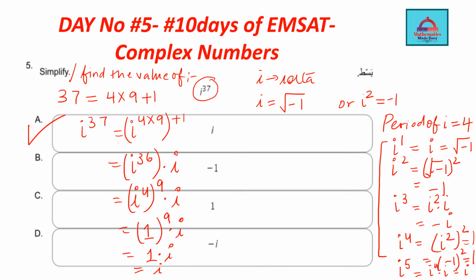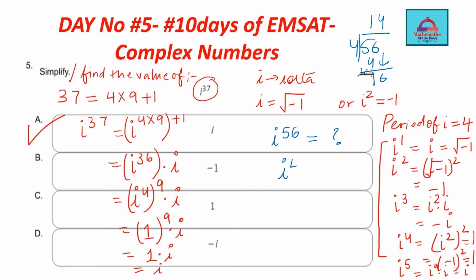Let me give you one more problem here. i to the power 56. What is the value? Find. So what you are going to do, you will divide by 4. So divide 56 by 4. So 1 four is 4, 16 is left, 14. So it's a perfect value.